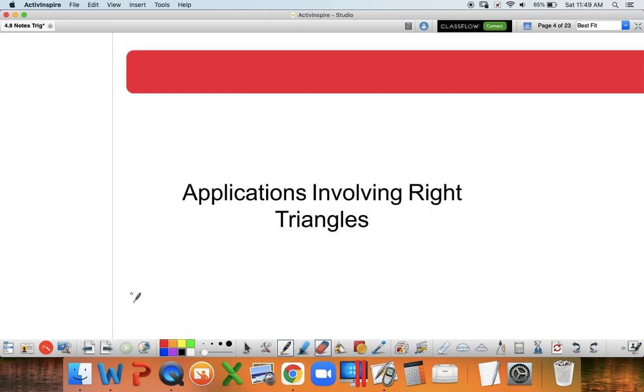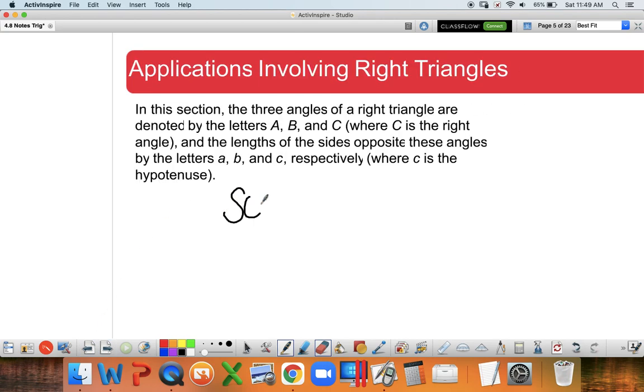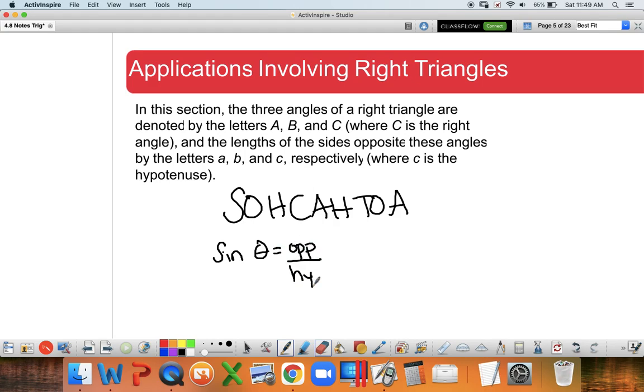One of the main things that we're going to use, though, is SOHCAHTOA. So if you have not memorized SOHCAHTOA yet, make sure that you do. This tells me that the sine of an angle is equal to opposite over hypotenuse. Notice I've got an equal sign there. I have a fractional setup for each of my sides, and that theta represents the angle. Cosine is adjacent over hypotenuse. Tangent is opposite over adjacent.